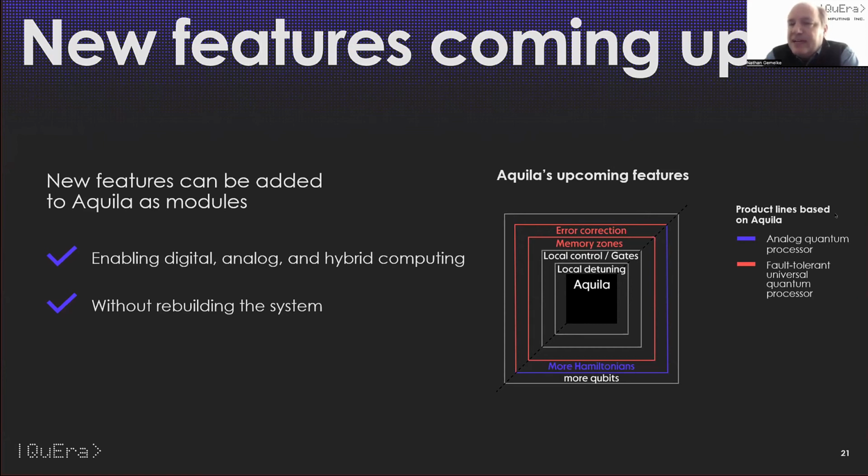As time goes on, we are moving this platform more and more towards the ultimate goal of fault-tolerant universal quantum processing. To do that, we will be adding features that will enable you, for example, to create different zones with quantum memories in them, and even implement error correction schemes. So all of these things are in the near to midterm future for Aquila and for devices like it. We are also building new machines as we speak, so you'll see these coming online shortly.